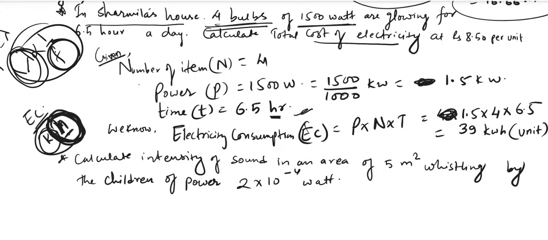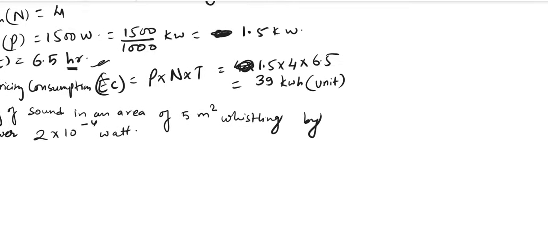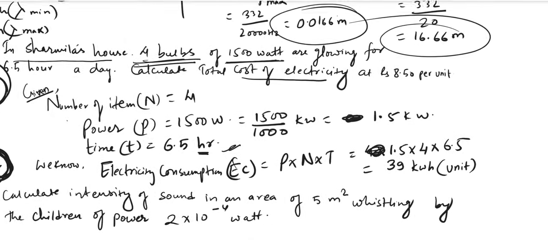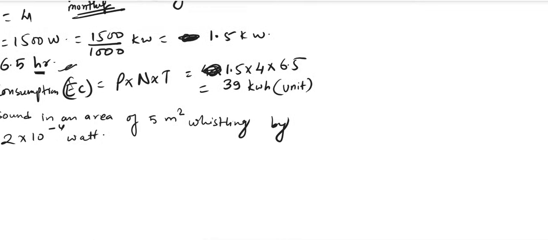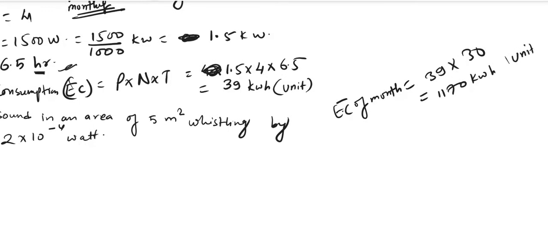After finding the electricity consumption, it is of 1 day only. If the question is asking for the total monthly cost of electricity consumption, what will you do? You will do EC of month is equal to 39 into 30. 39 into 30 is 1170 kilowatt hour, or you can say unit.